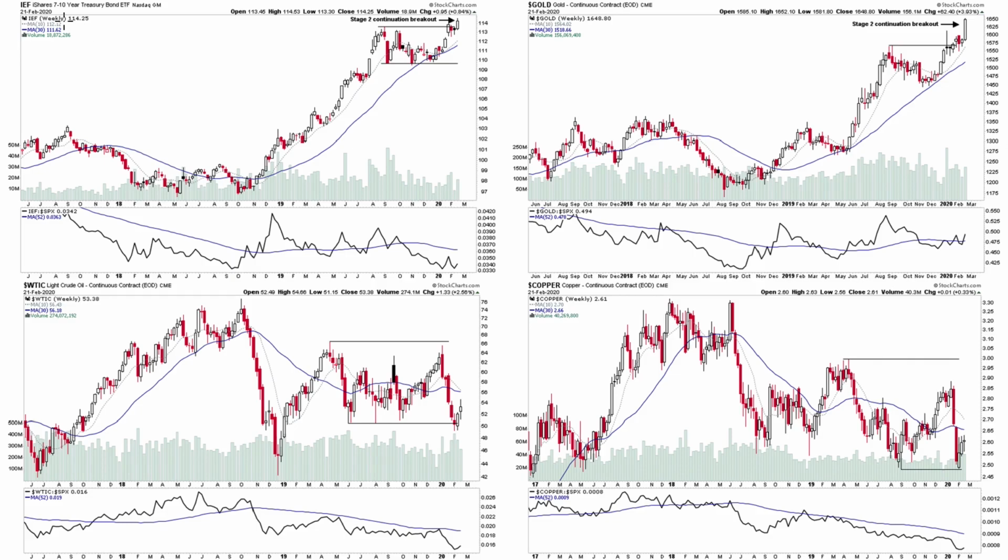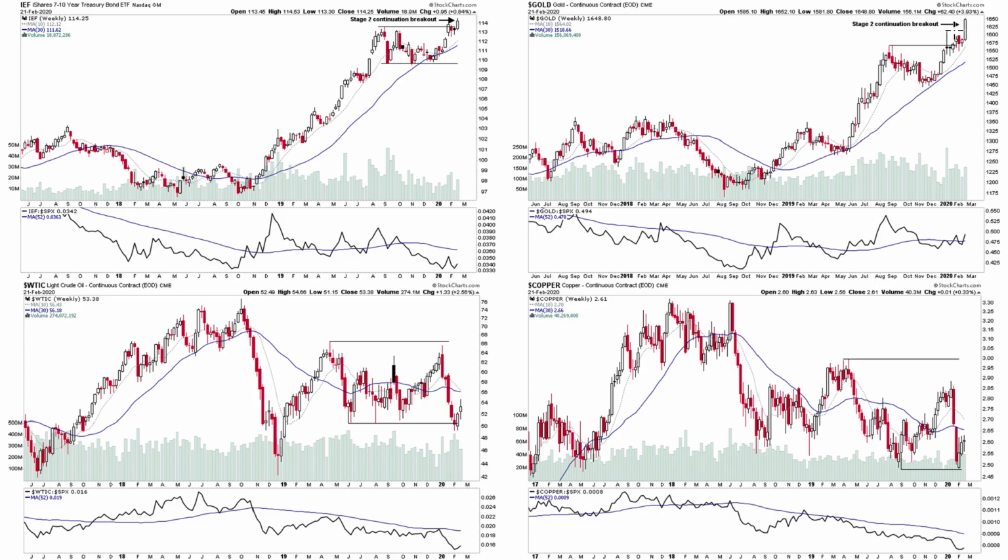This is the 7 to 10 year Treasury bond ETF, and I've noticed a lot of bond ETFs breaking out to new highs this week. Some had volume, some didn't, but it's hard to tell with the bond ETFs. But we have had a stage 2 continuation breakout in the IEF this week. So the Treasury bonds have made a stage 2 continuation there to new highs.